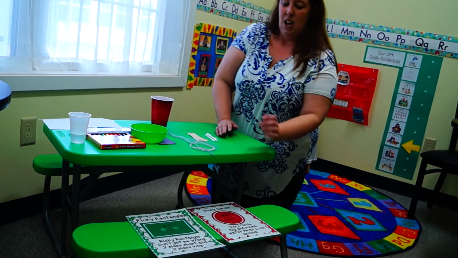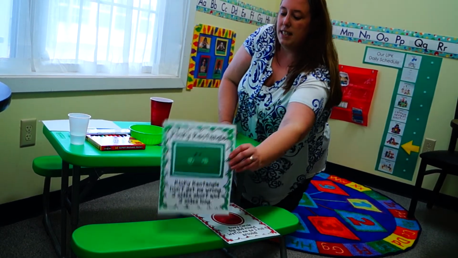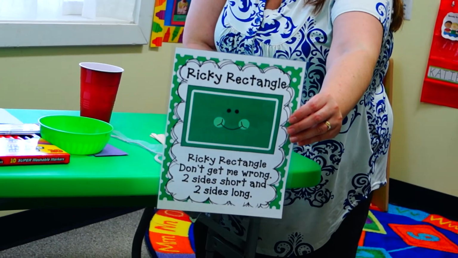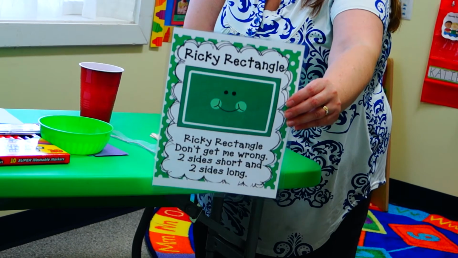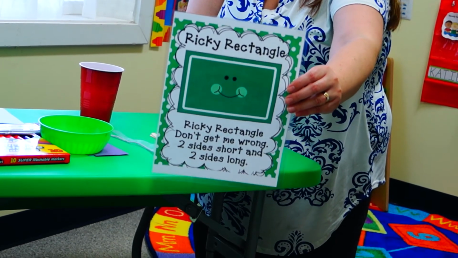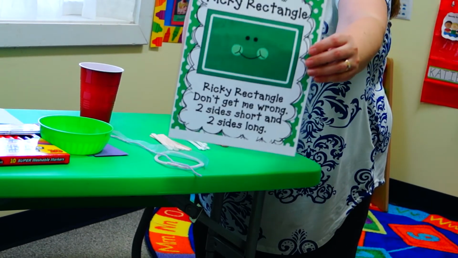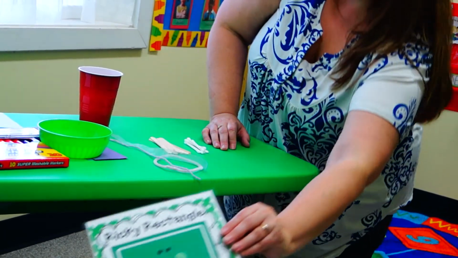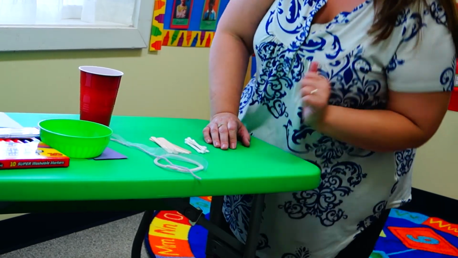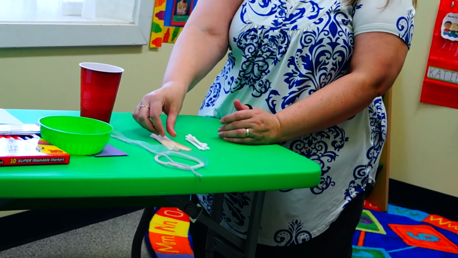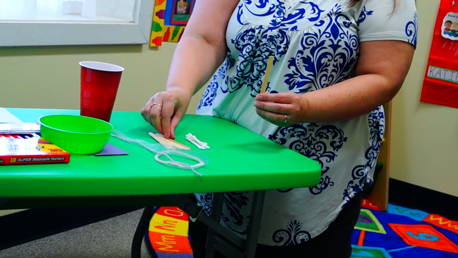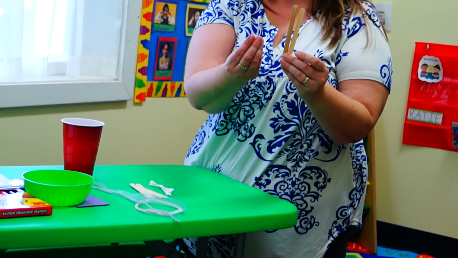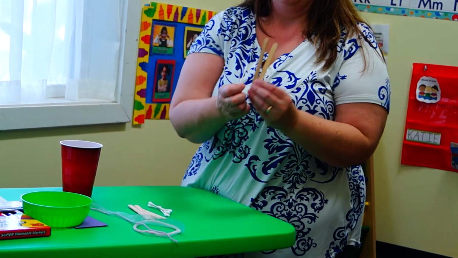All right, are you ready? This is Ricky Rectangle. 2 sides short and 2 sides long. Great job, friends. So when we make our rectangle, we need to pick 2 things that are long and 2 things that are short. And we'll make our rectangle.